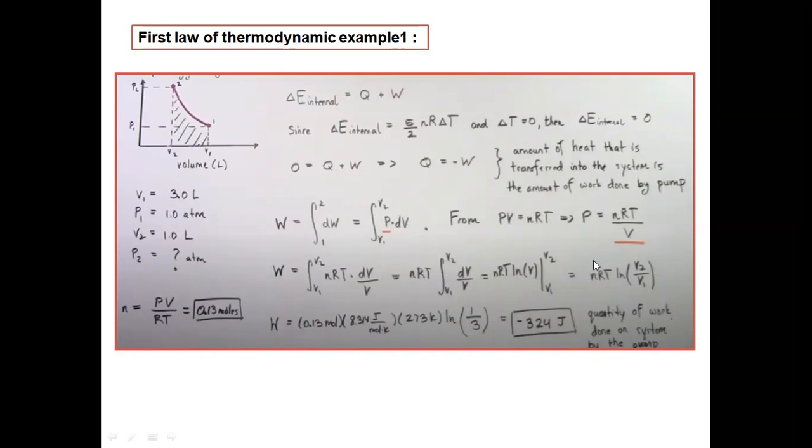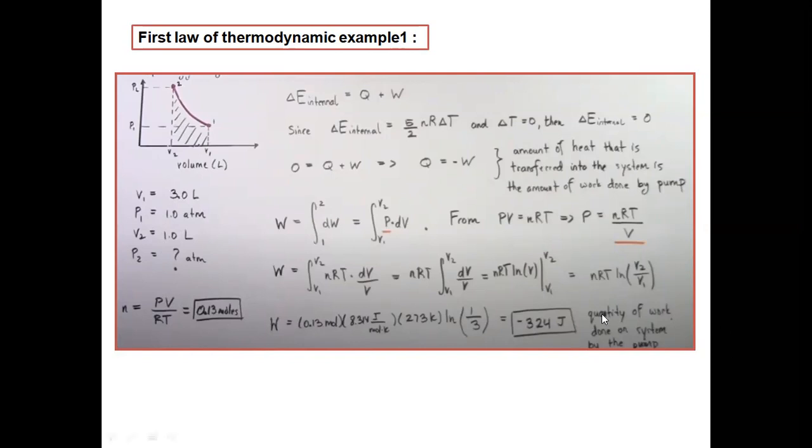But what is the number of moles? So we must calculate the number of moles. I have V1 equals 3 liters, P1 equals 180 kPa, V2 equals 1 liter. So n equals PV over RT. Okay, so we substitute P times V over RT. The number of moles remains constant regardless of the pressure P1 or P2, so we can use P1. So n equals 0.113 moles. Now we substitute it into the equation here.